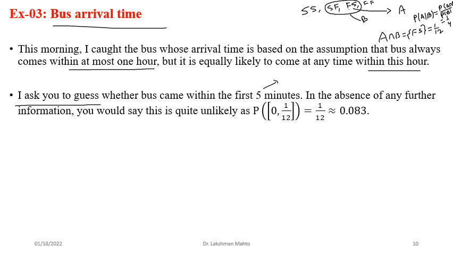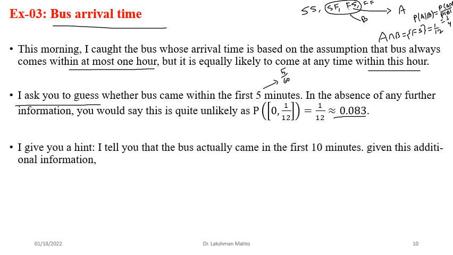5 minutes means you have to convert it into hours. 5 minutes means 5 by 60 hour, and 5 by 60 means 1 by 12. We are converting into hours. That means the probability that the bus will come in this hour, if there is no information, would be 1 by 12. It would be just equal to the length of the interval. Okay, if there is no information.